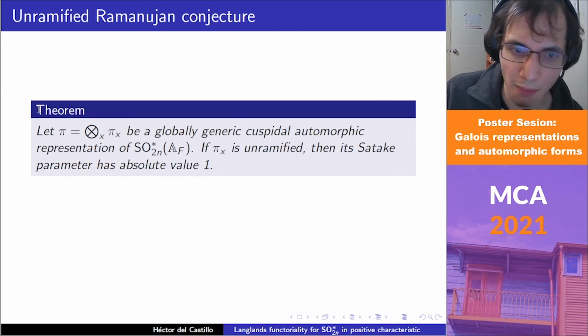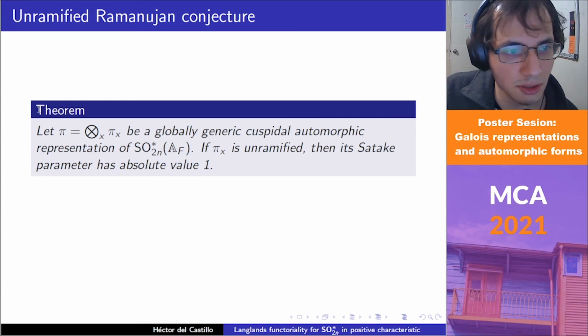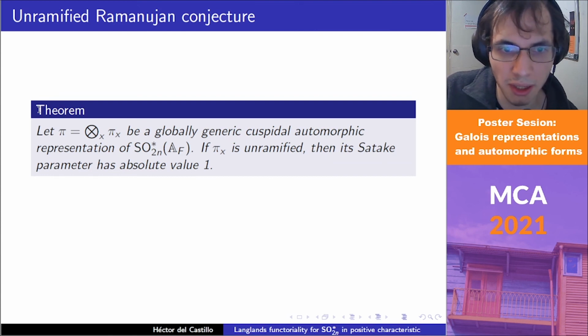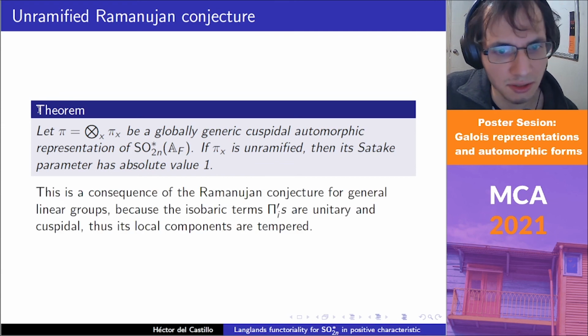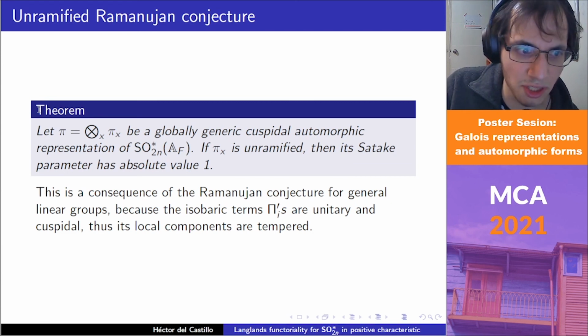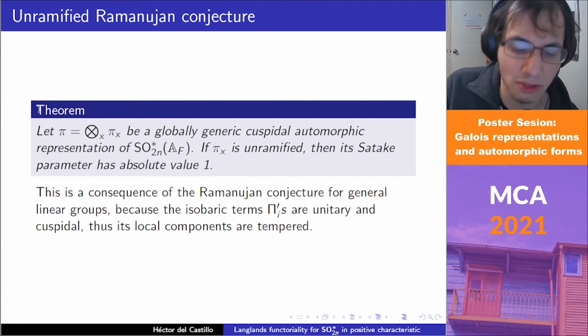An interesting application of the last result is the so-called unramified Ramanujan conjecture. So let π be a globally generic cuspidal automorphic representation of SO_2n+1(A_F). If π_x is unramified, then its Satake parameter has absolute value 1. This is a consequence of the previous result and the Ramanujan conjecture for the general linear group, because the isobaric terms π_i are unitary and cuspidal. Thus, their local components are tempered.